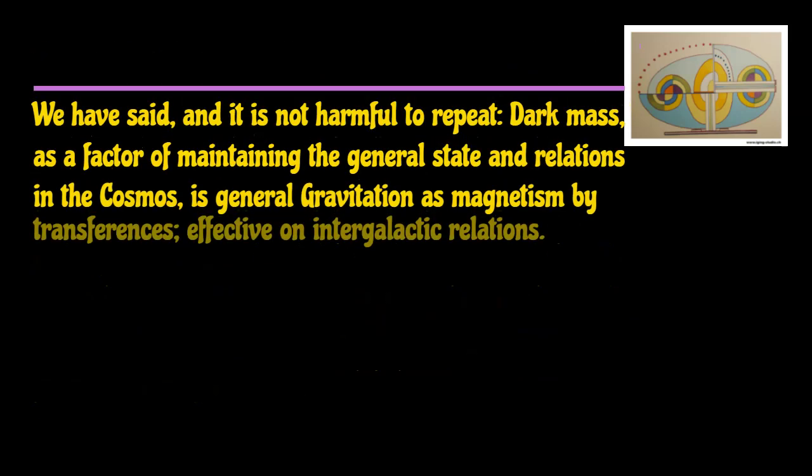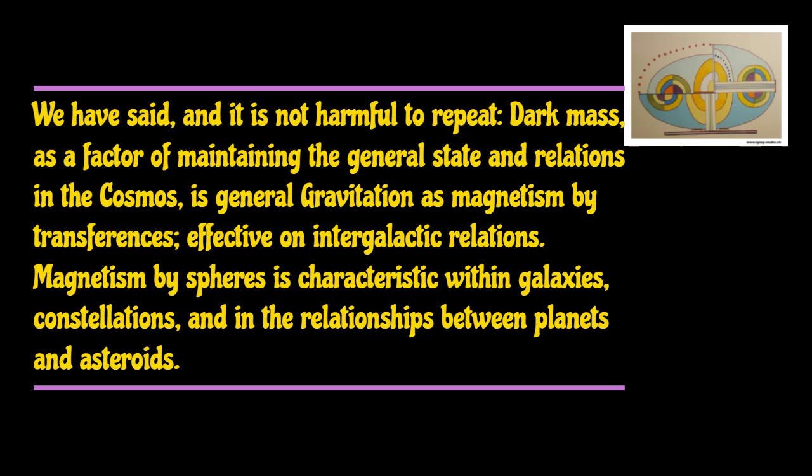We have said, and it is not harmful to repeat, dark mass, as a factor of maintaining the general state and relations in the cosmos, is general gravitation as magnetism by transferences, effective on intergalactic relations. Magnetism by spheres is characteristic within galaxies, constellations, and in the relationships between planets and asteroids.